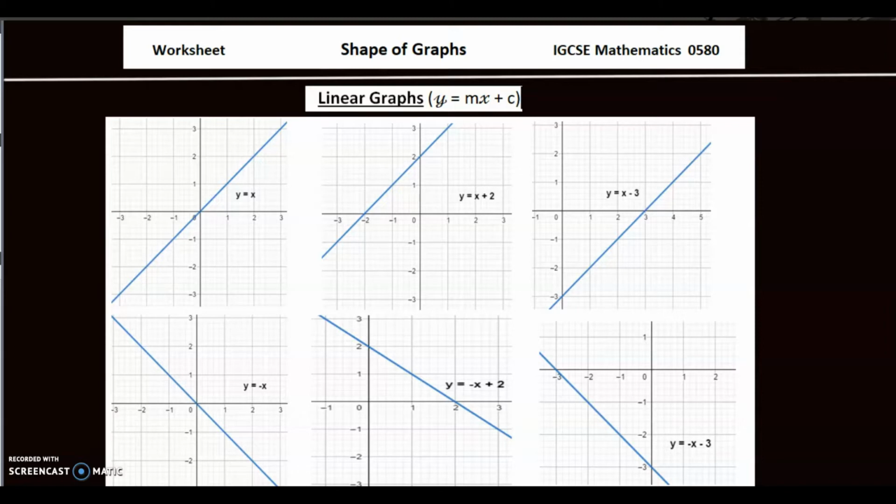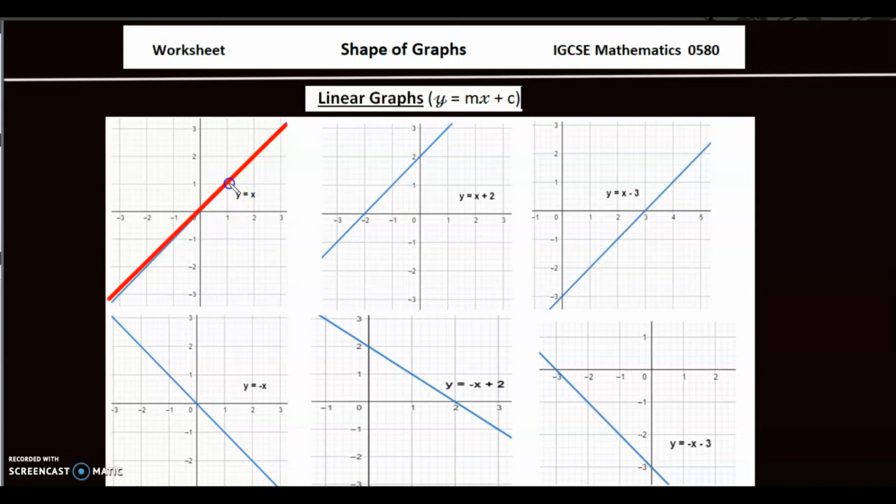Alright, so the first kind of graph is the graph of a linear equation, and we know the general form of a linear equation is y = mx + c, where m is the slope and c is the y-intercept. That is where the graph cuts the y-axis. So the most basic kind of graph is the graph of the equation y = x, which is simply a graph passing through the coordinate axes like this.